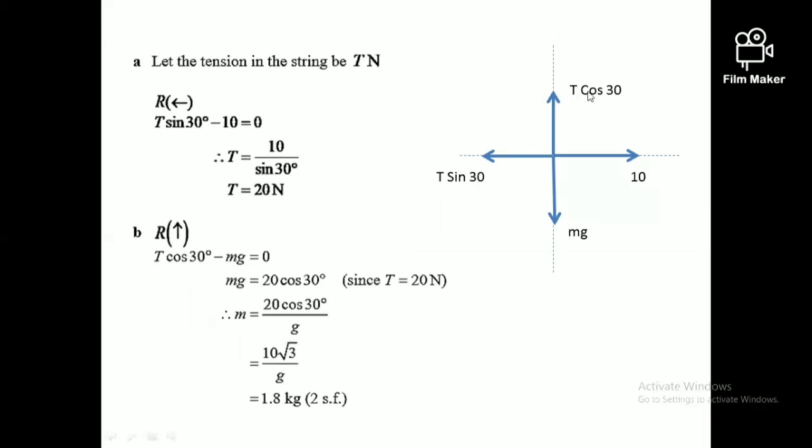If you consider the horizontal equilibrium, 10 equals T sin 30. Then T equals 10 divided by sin 30, that is 20. Then if you consider the vertical equilibrium, now you know the value for T. T cos 30 equals mg, and T is 20. Then 20 cos 30 equals mg, so m equals 20 cos 30 divided by g. Put the value 9.8 for g, and you will obtain the mass of the object as 1.8 kilograms.